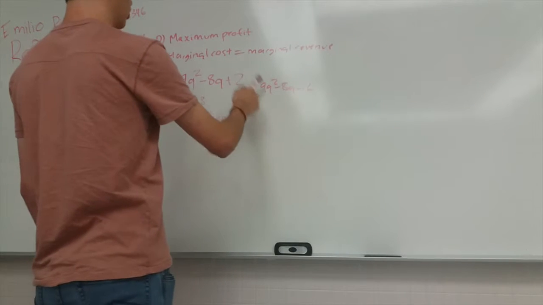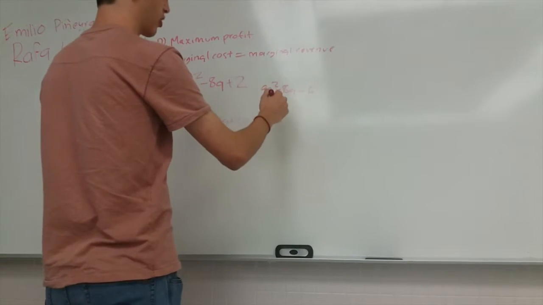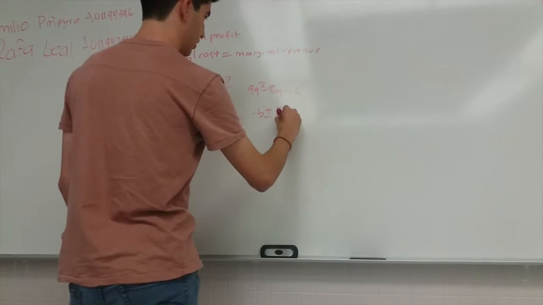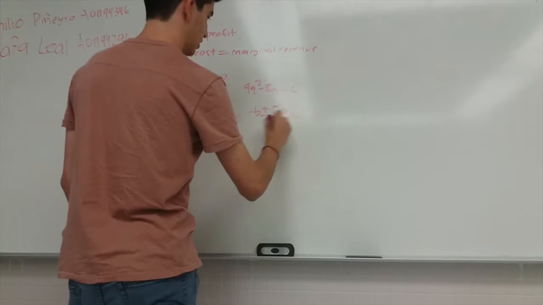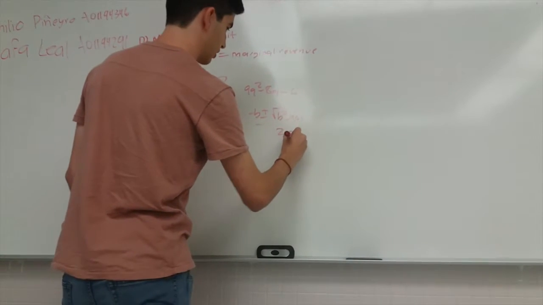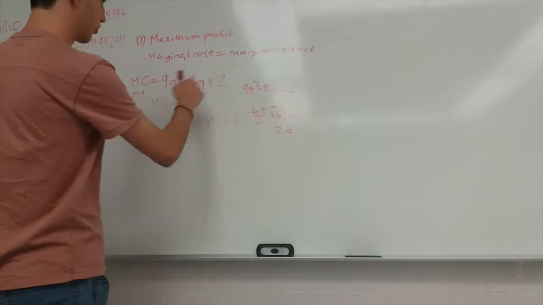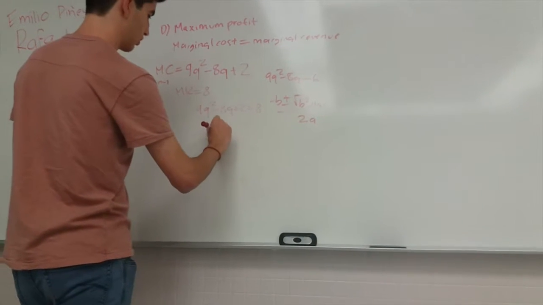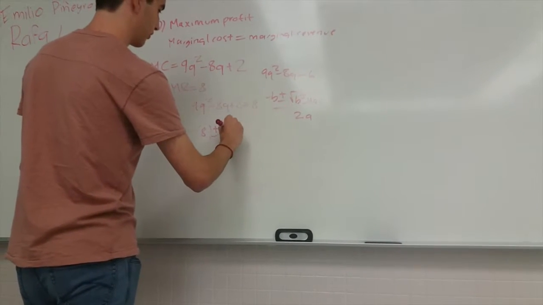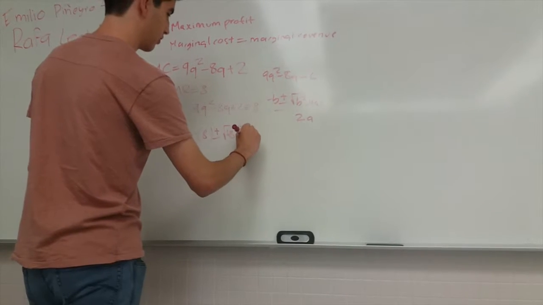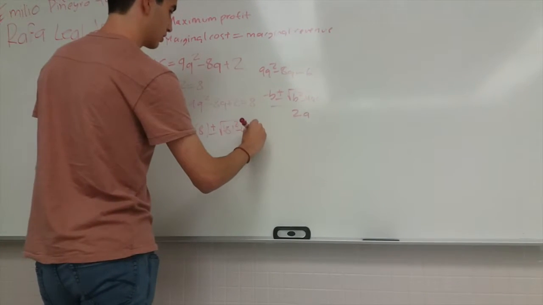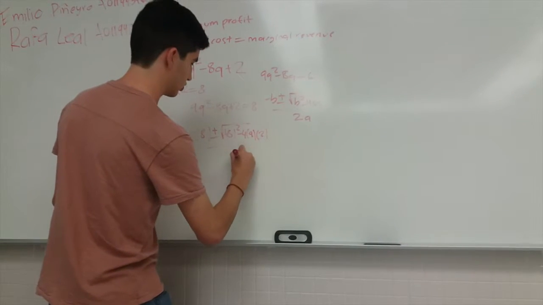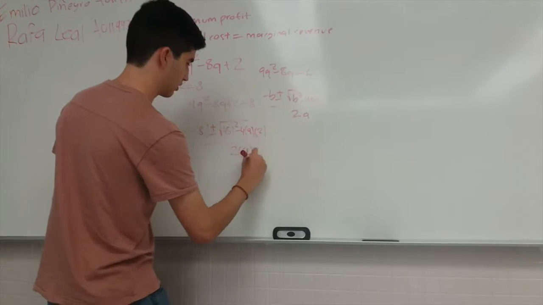And then if we want to know the maximum profit, we have to use the quadratic formula, which is negative b plus or minus the square root of b squared minus 4ac, divided by 2a. So we go ahead and plug in the values: negative b plus or minus the square root of b squared minus 4 times 9 times 2, divided by 2 times 9.